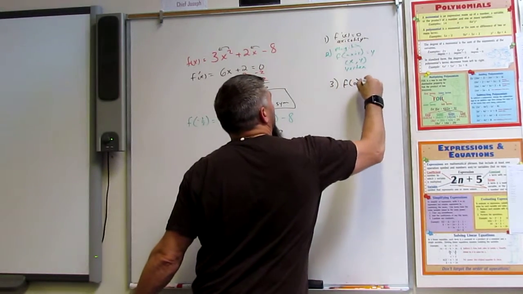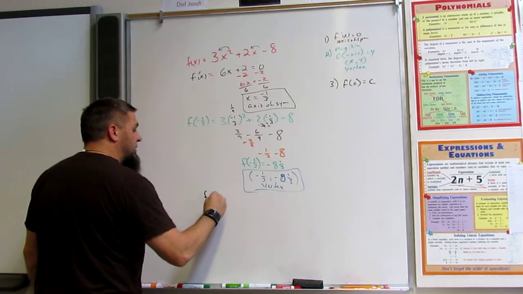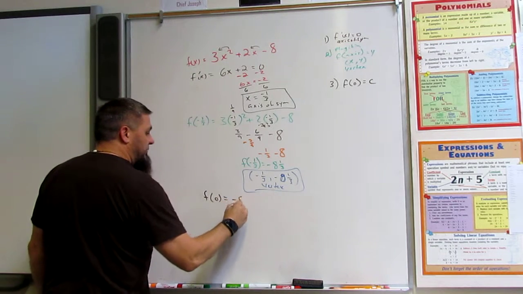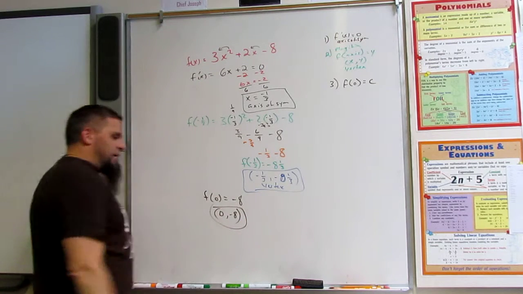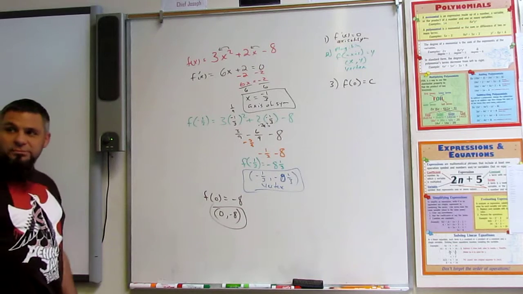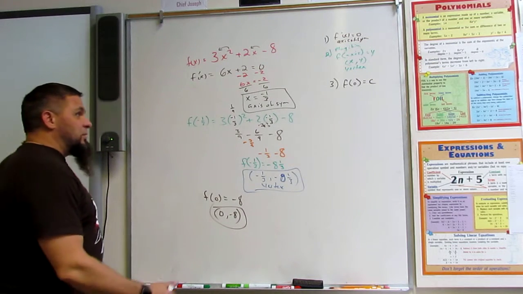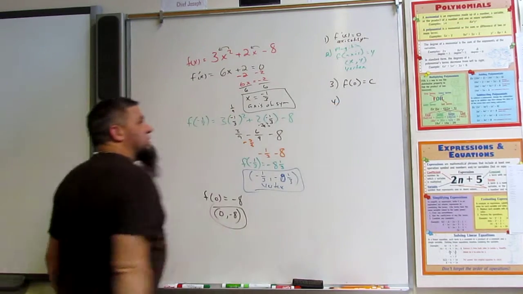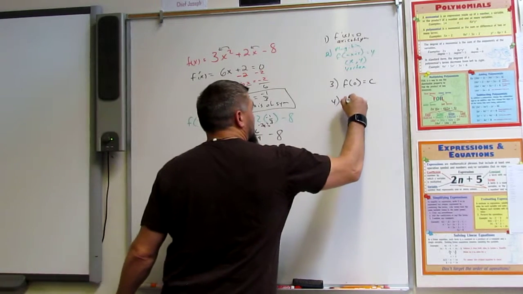F of 0 equals C, right? So basically, F of 0 is equal to negative 8. 0, negative 8. We do this enough, we're done there. We don't have to check that. That's not our check. Our check is what? What's our check method? I'll let you redeem yourself, Sean, with number 4. Axis equals point of symmetry.